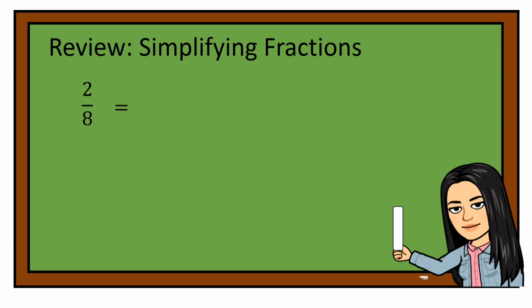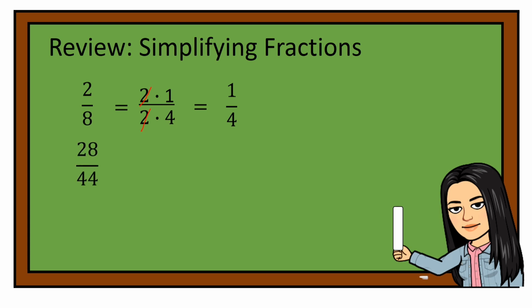First, we have to get the factors of the numerator. 2 is equal to 2 times 1. And then get the factors of the denominator, which is 8. So we have here 2 times 4. And then cancel out the common factor in the numerator and denominator. And that is 2. So we now have 1/4. So 1/4 is the simplified form of 2 over 8.